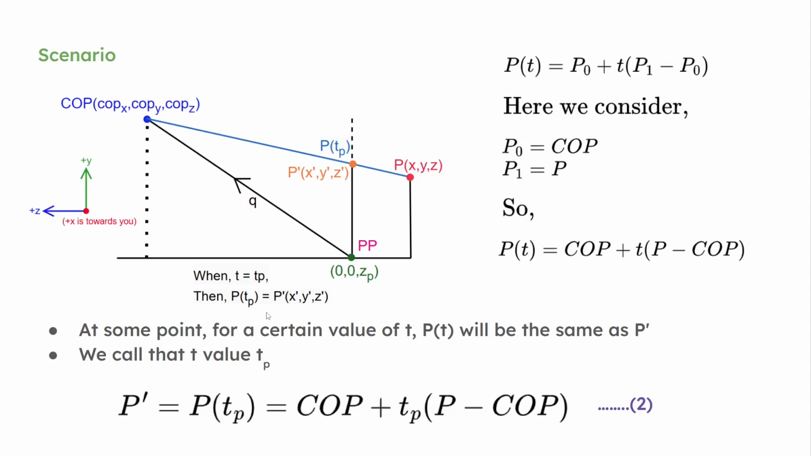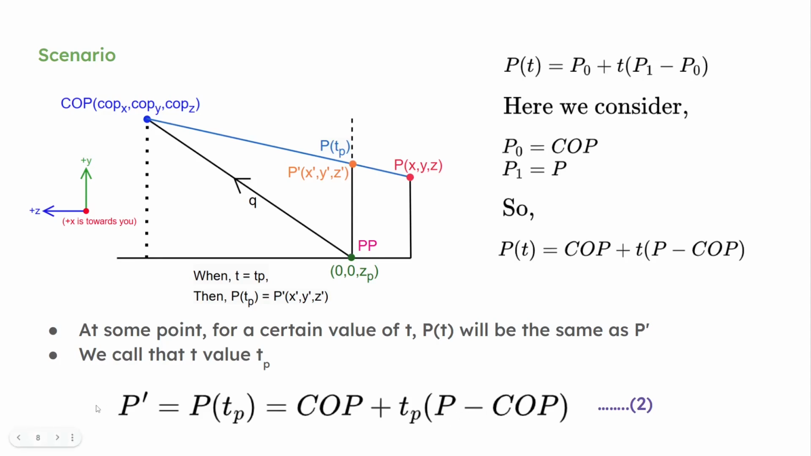So at a certain value of t, it could be like 0.8, 0.7. We don't know that. We don't need to know that. At some point, Pt will be equal to P prime. So we consider that specific value of t as tp. tp is when our parametric line gives the projection point, or P prime. So for the certain value tp, we can write P prime equals Pt, and our expression is COP plus tp multiplied by P1 minus COP.